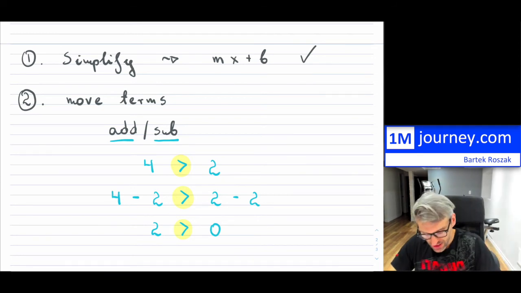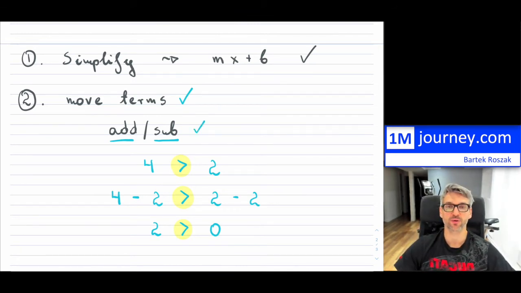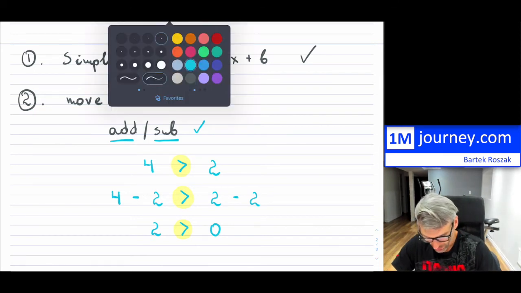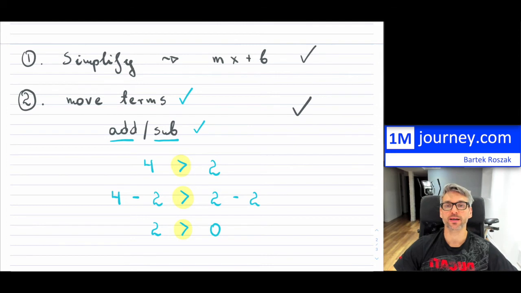So it turns out that when you move a term, which really means you're adding or subtracting to the left and the right hand side, nothing changes. So our inequalities still hold. So we can move terms around without worrying about changing the inequalities around.